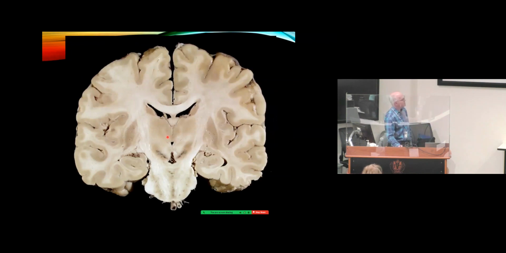Now maybe it's better to identify these without the labeling. So caudate, internal capsule, putamen, globus pallidus, substantia nigra, and the subthalamic nucleus.